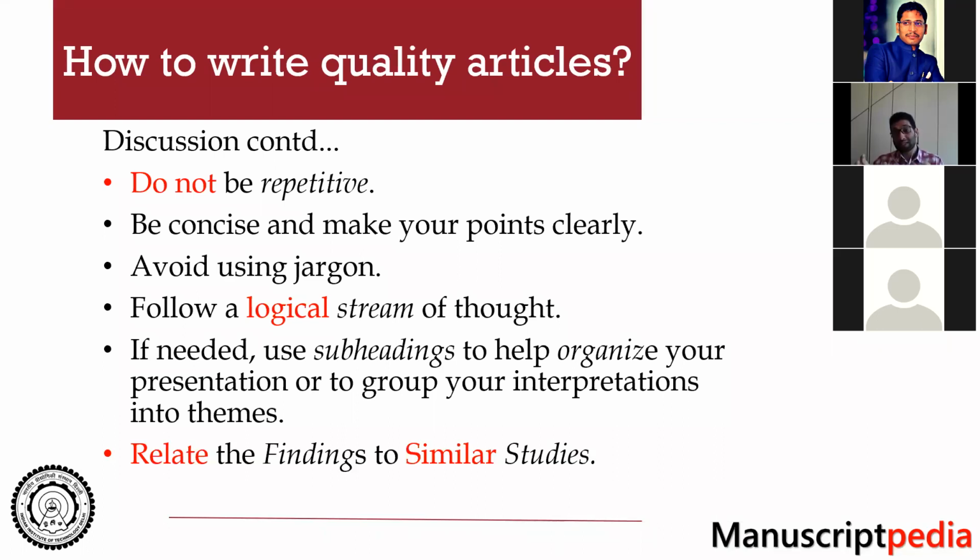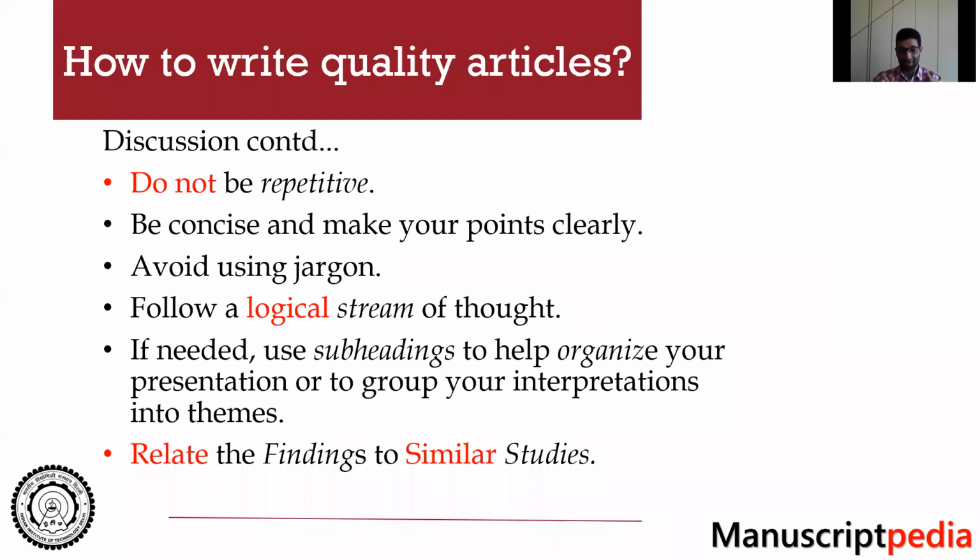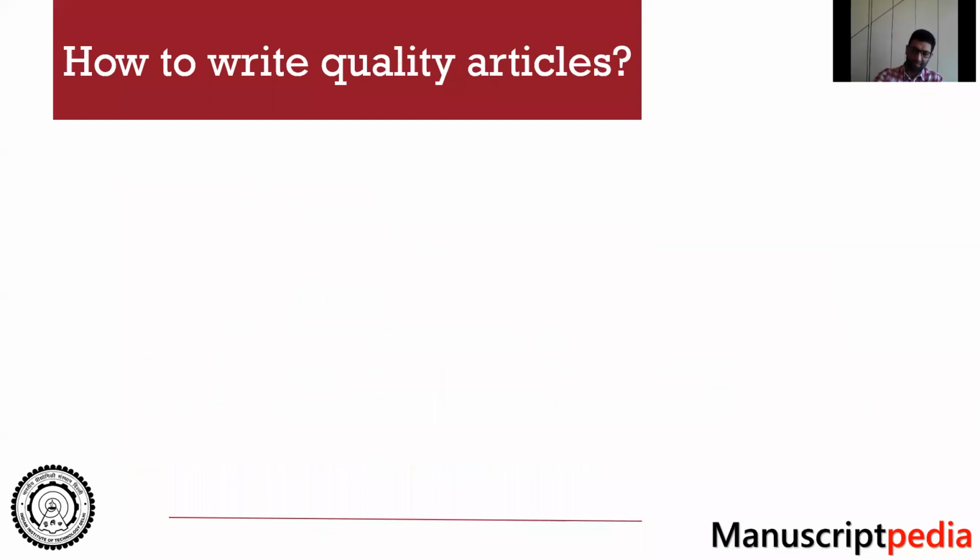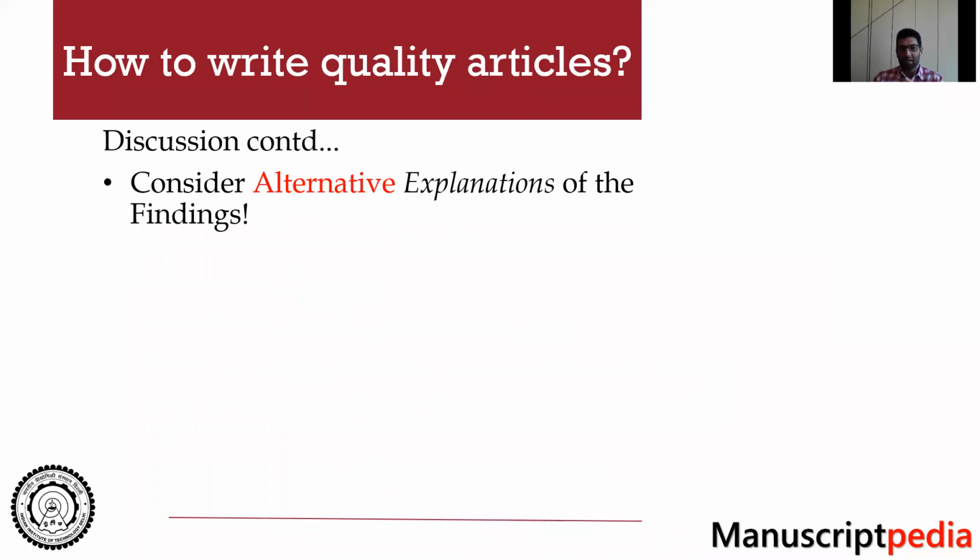Relate your findings with similar findings, similar studies. That again adds credibility to your paper. If someone has found so and so, you're also finding so and so, and you relate their findings to your findings, that means you have not done any sort of unethical editing in your paper, that you have not manipulated. Try finding alternate explanations to your findings. That adds a lot to your paper and impresses the reviewers.